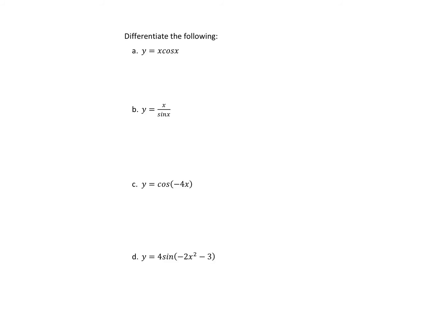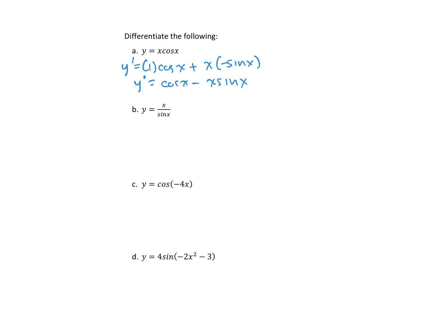Okay, so let's use these derivative rules to differentiate these functions here. So y equals x cosine x. Well, that is a product rule, right? We've got two functions here, x times cosine x. So y prime would be the derivative of x, which is 1, times cosine x, plus x, and the derivative of cosine x is minus sine x. So y prime will be cosine x minus x sine x.